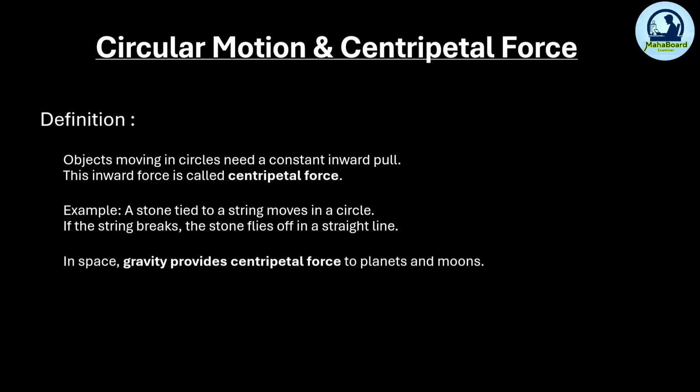So let us see some everyday examples. Example 1. A stone tied to a string and rotated, as I already said. Example 2. The earth revolving around the sun due to the gravitational force. Example 3. Satellites staying in orbit around the earth. Example 4. Even vehicles turning on a curved road. Friction provides the centripetal force.